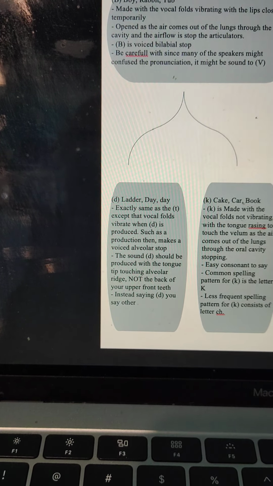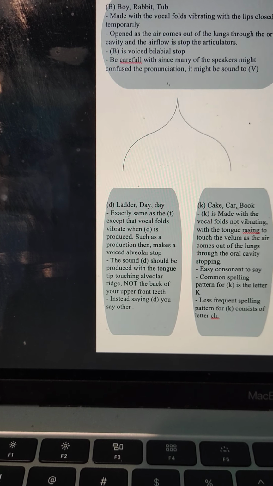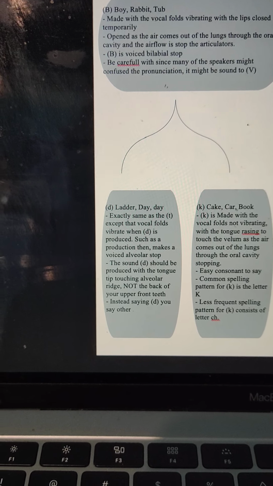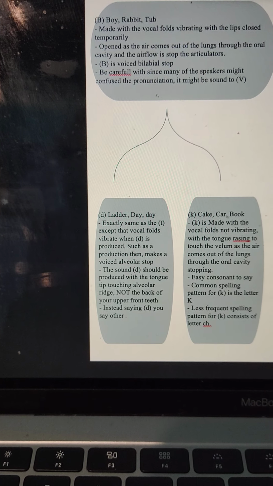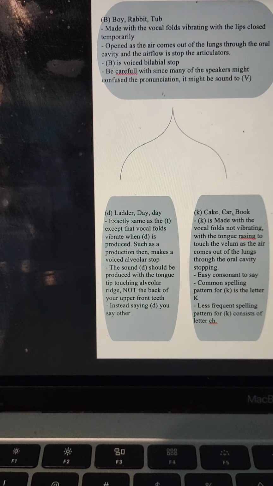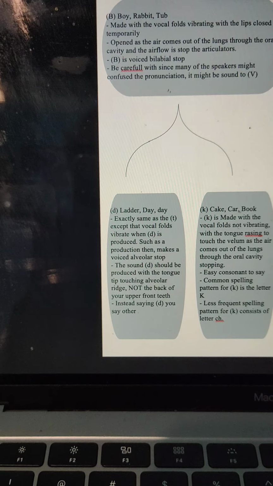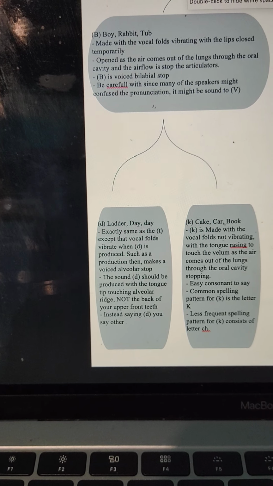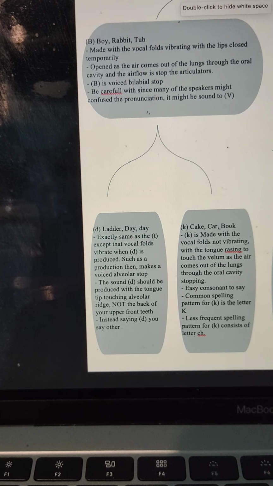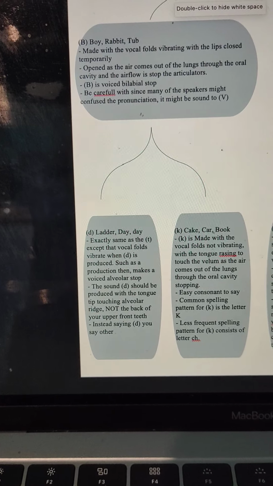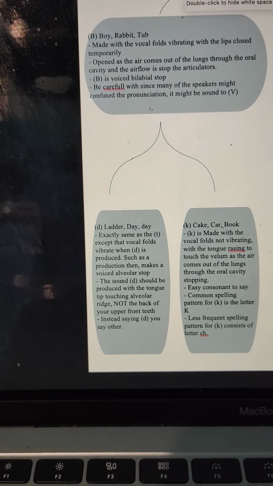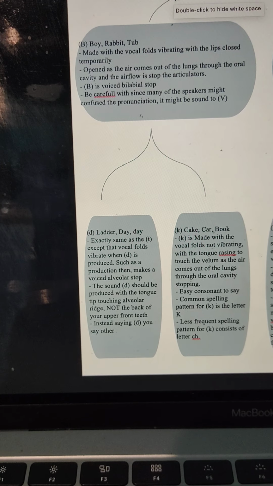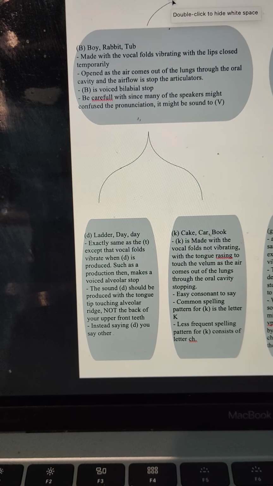Okay, when D is the last sound in a word, many speakers of English forget to make the vocal folds vibrate. This will sound like T and confuse your listener. For example, if you say T instead of D, cart will sound like cart, and bait will sound like bait. Okay?